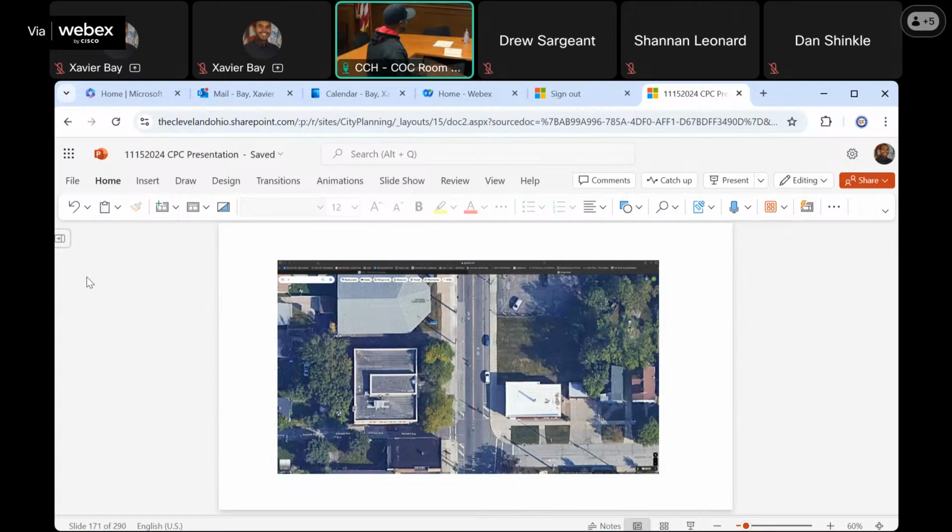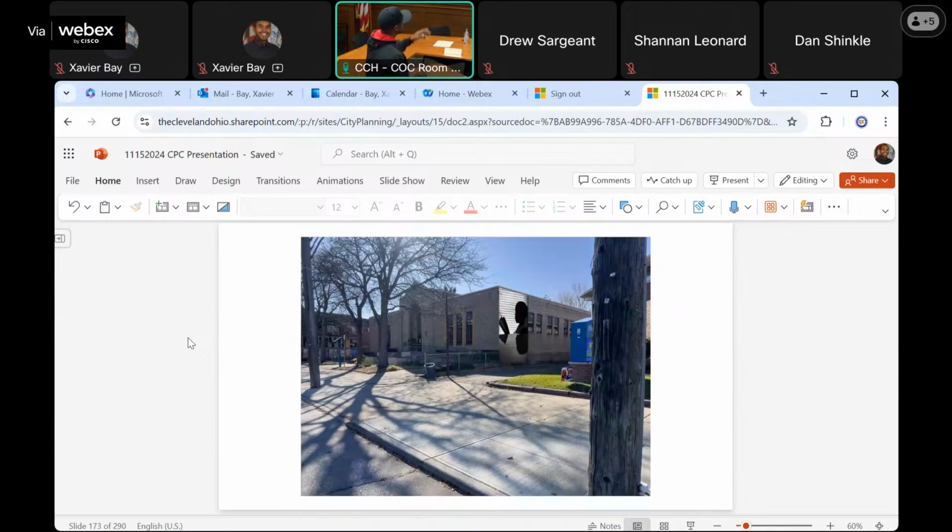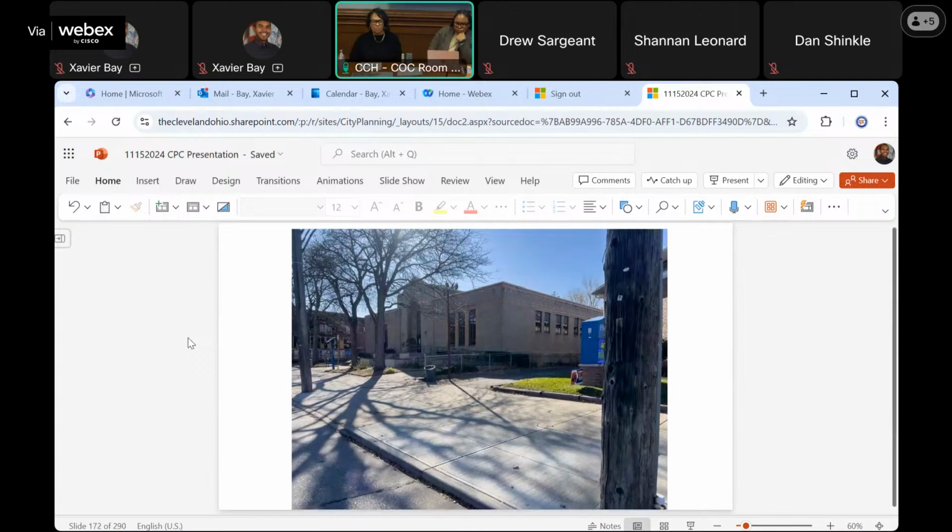I don't know if you can hold that mouse. But this is the library. So what we're looking at is this side wall. Can you go to the next slide real quick? So this is the wall that we're looking at. Can you go back one time? So that's the wall we're looking at.